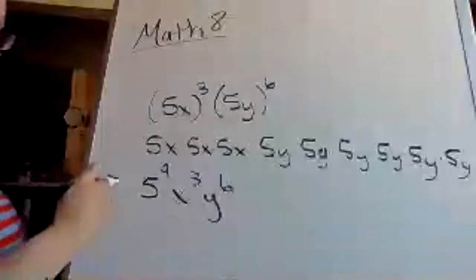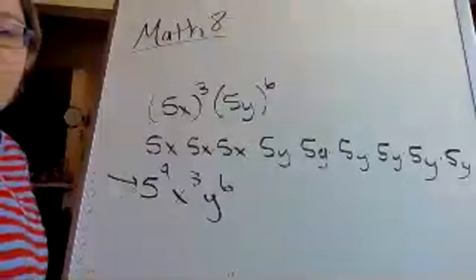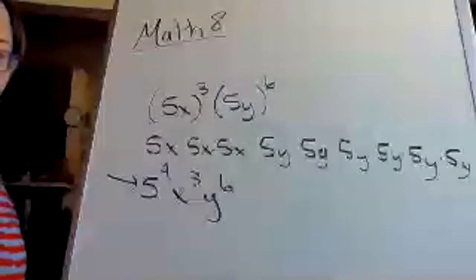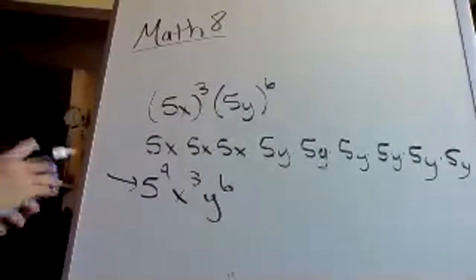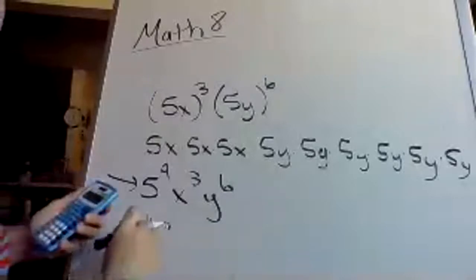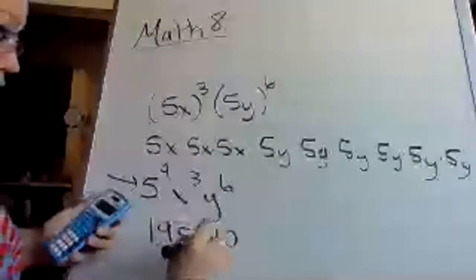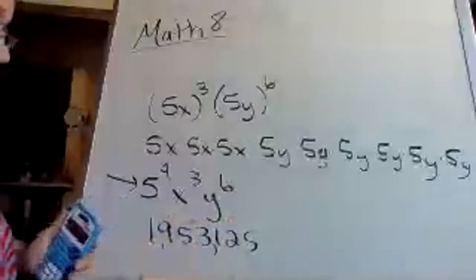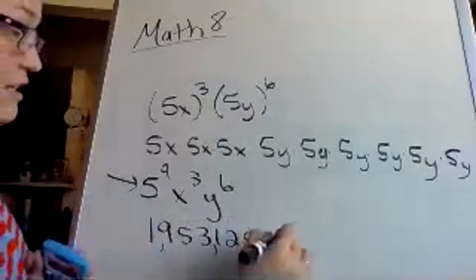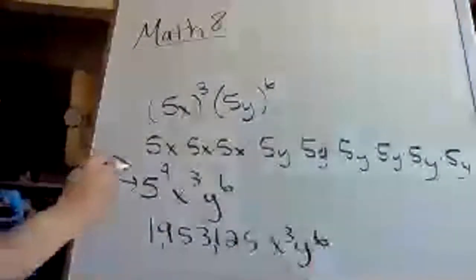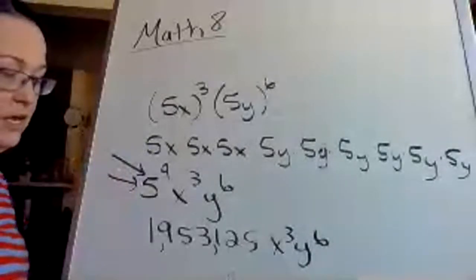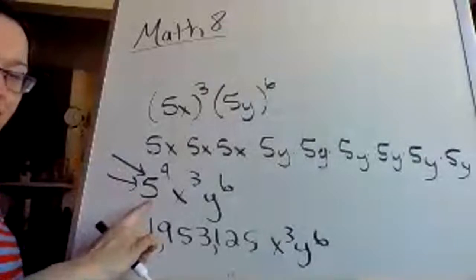So Lindsay, on this one, normally 5 to the 9th power, we would not make that into simplest form because it's such a large number. In fact, I could write it as 1,953,125 x to the third, y to the sixth. But a lot of times when we have a high exponent on the coefficient, then we just leave it like that.